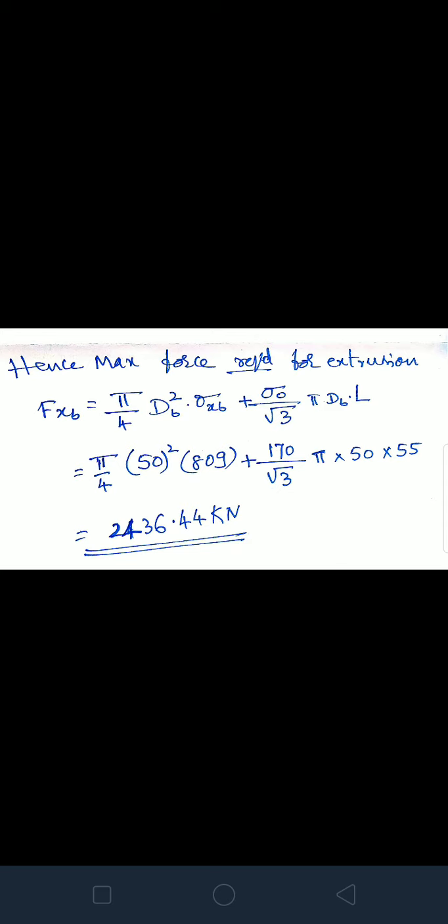All these are the numerical problems, and the defects in extruded parts from the earlier topic are very important from the examination point of view. Therefore students need to concentrate more on this. I hope you have all understood, work out these problems, and be prepared for the examination. Thank you.